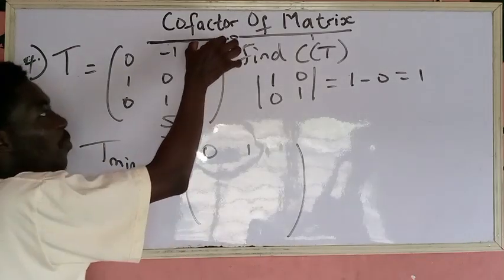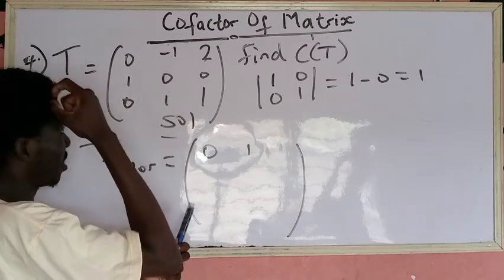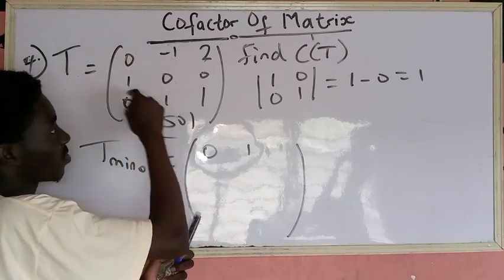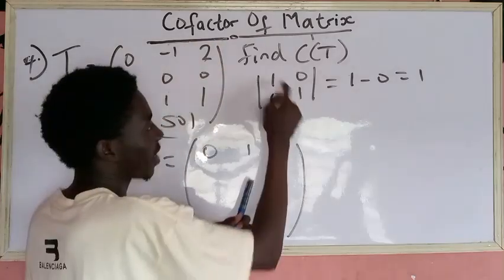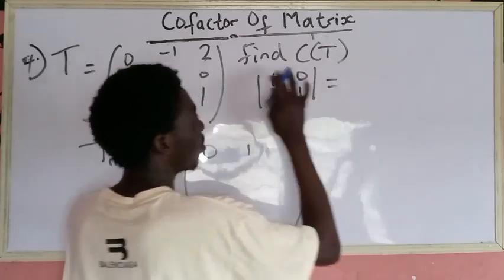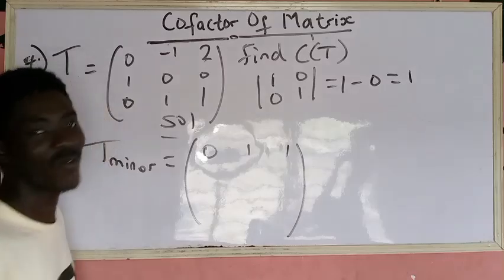Good. Next one. 2 occupies this column and this row. 1, 0, 0, and 1. The same thing. You can see here you have this 1, 0, 0, and 1. Likewise here too, this and this, 1, 0, 0, and 1. 1 times 1 is 1. 2 times 0 is 0. You also have a 1. Good. Next one.